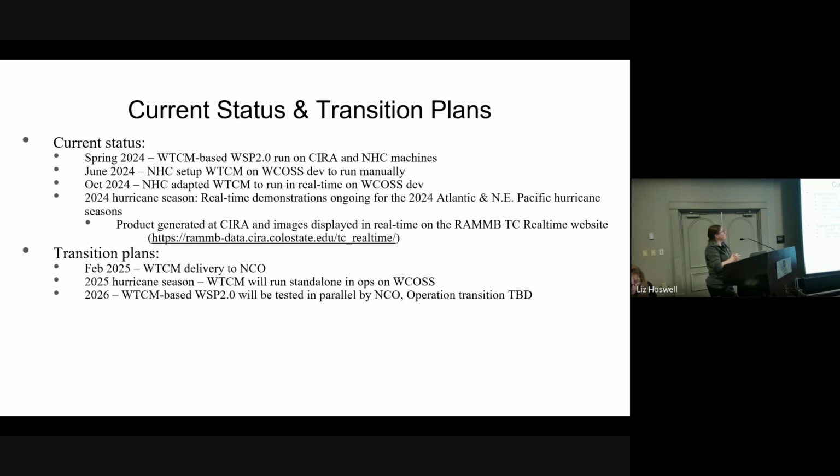Wind speed probability 2.0, that is going to follow in the next year, at least for parallel testing. The operational transition is to be determined, and a large part of that is actually going to be determined by the moratorium on WCOSS at this point. But right now, we do have things running on WCOSS on the dev side, and things will be transitioning over. And we have things running locally at CIRA in real-time demonstration and being posted up to our real-time page. Next.